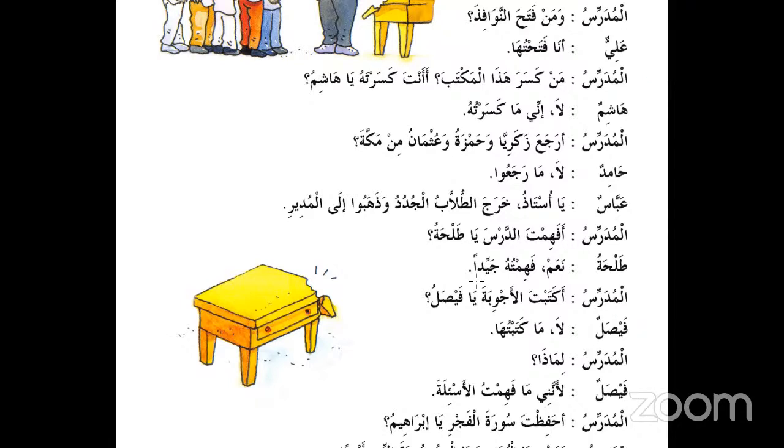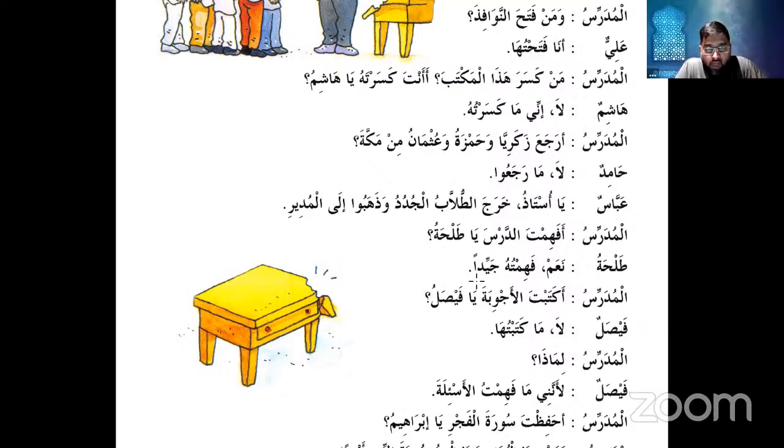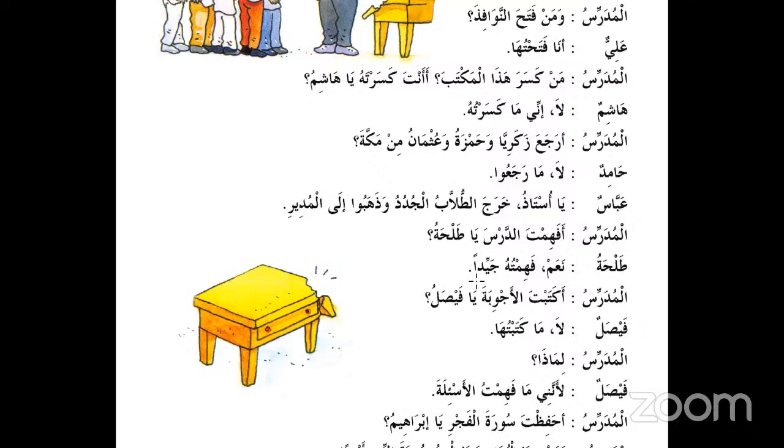Judy, please. Okay. أرجع زكريا وحمزة وعثمان من مكة. Have Zakaria and Hamza and Osman returned from Mecca? So raja'a would be the verb, which is returned, and the doers would be Zakaria, Hamza and Osman, I think. And all of them are doers. But one is with fatha and two are with dhamma.